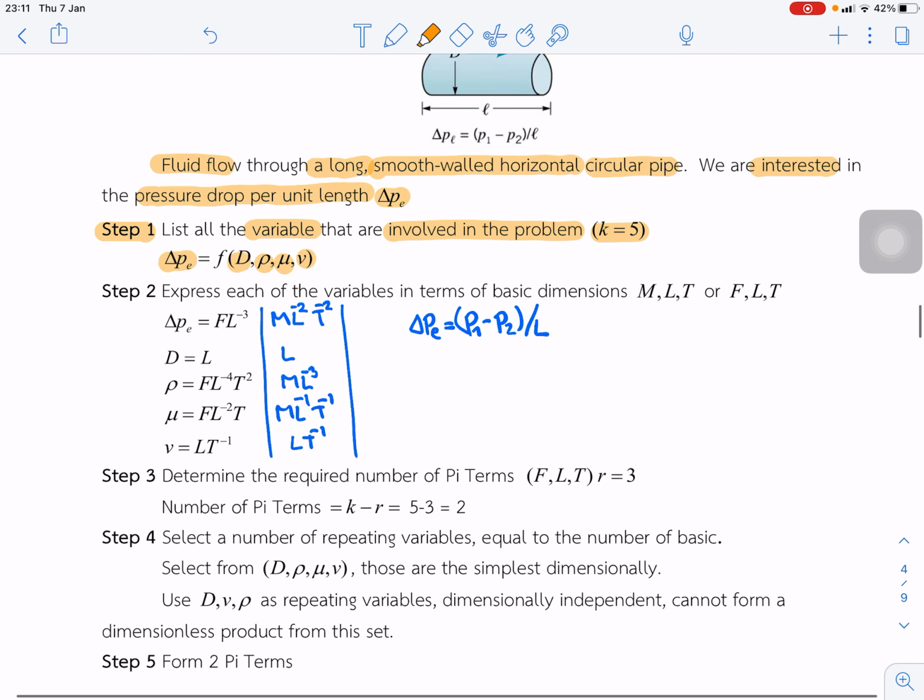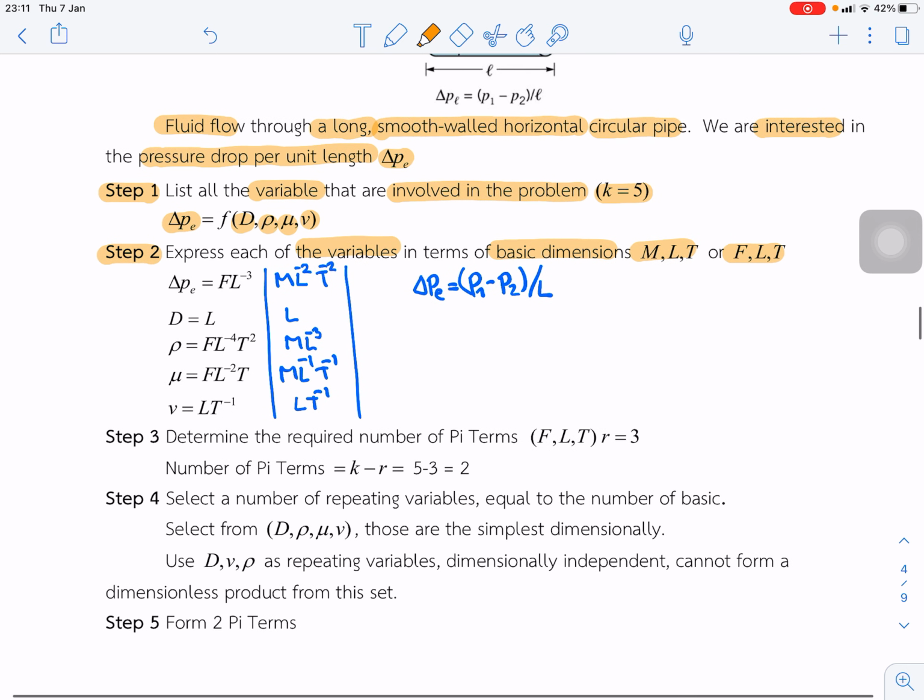The second step is to express each of the variables in terms of the basic dimensions, MLT or FLT. We list this for the variables. For the first law it is FLT and for the second law it is MLT. But sometimes, for example for FLT for rho, if you can't remember the basic unit, we can derive it from what we understand.